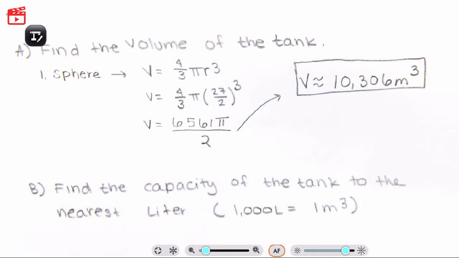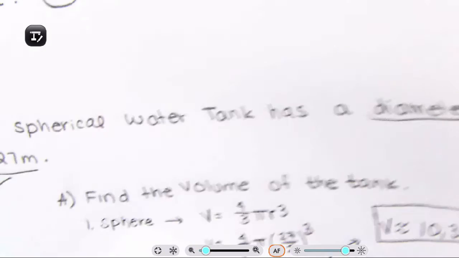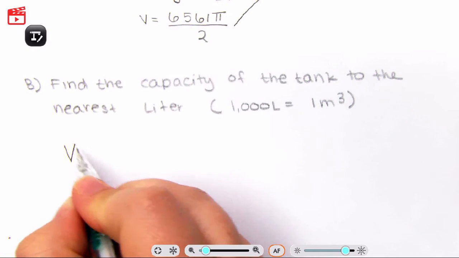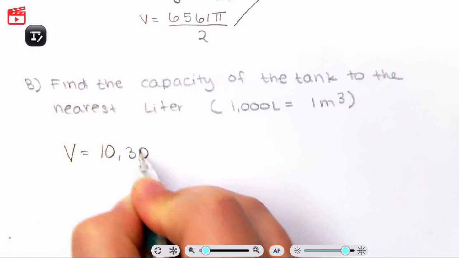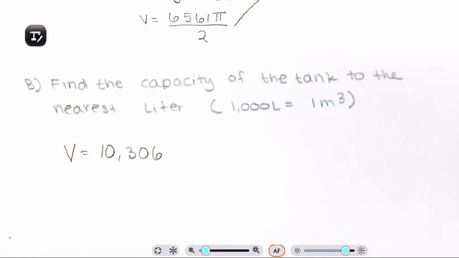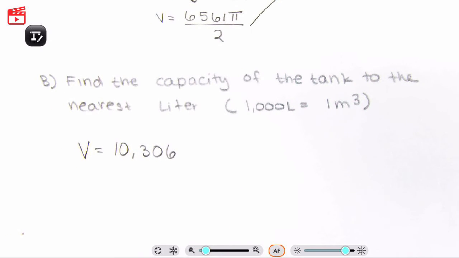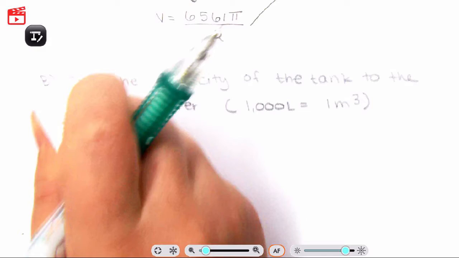Find the capacity of the tank to the nearest liter. So we know what the volume is. Now we want to know that volume in liters. So here's your conversion rate. Again, on your homework, if the conversion rate is not given to you, go ahead and Google that conversion rate. On a quiz or a test, I will be providing the conversion rates for you. So I'm going to erase this so that way I can just use this number.